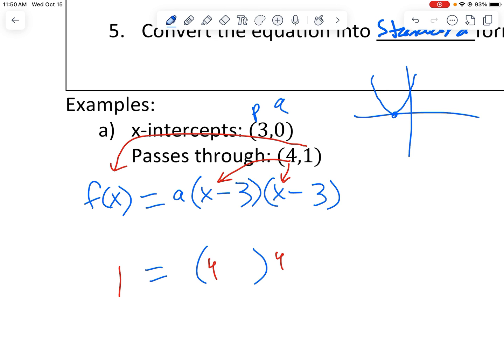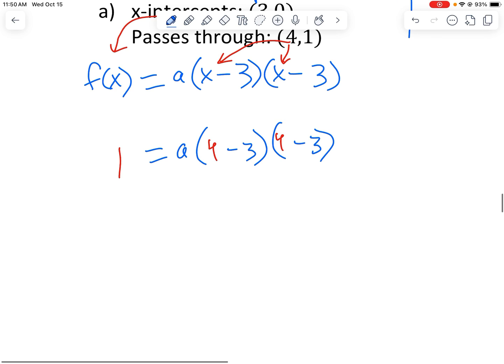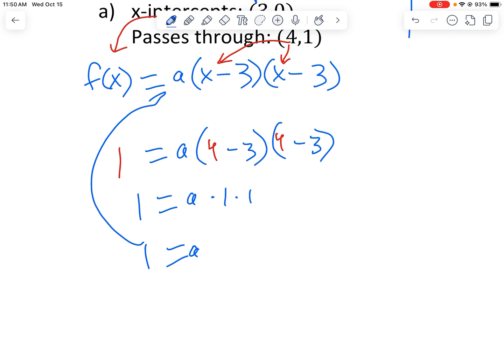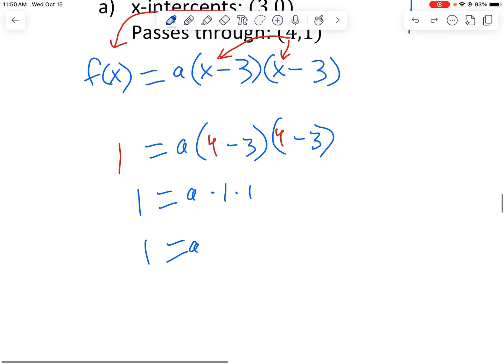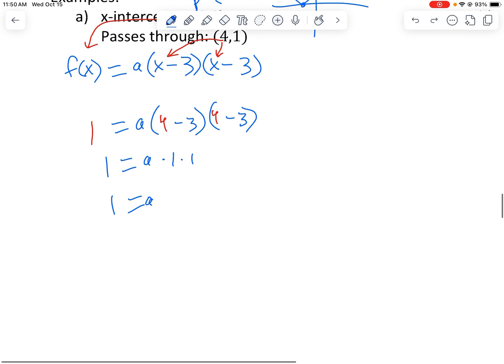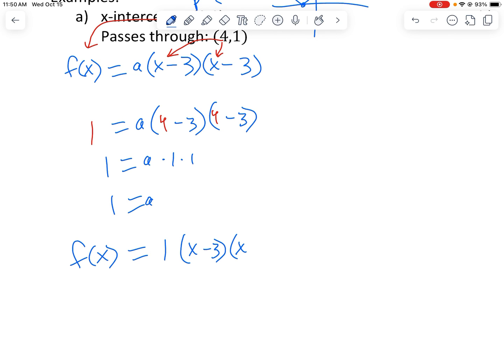On the right side here, we got A times 4 minus 3, and then 4 minus 3 again. That actually makes this pretty easy. 4 minus 3 is 1. So this is A times 1 equals 1. So A is 1. Hooray! That means we can take A, 1, and put it there in the A spot. So I got f of x equals 1 times x minus 3 and x minus 3.